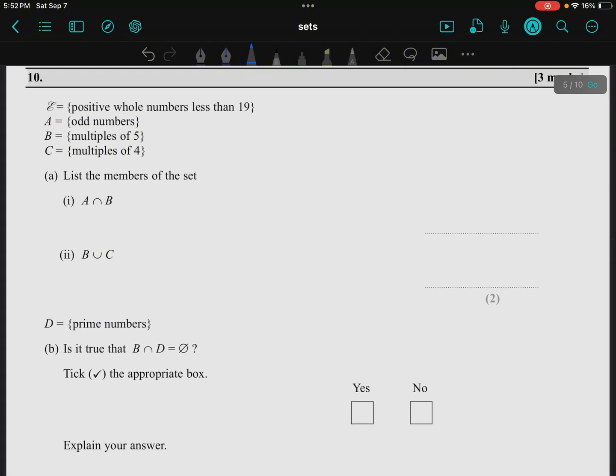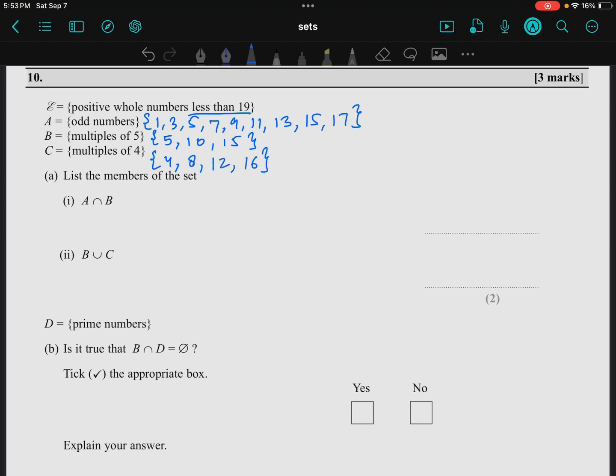Positive whole numbers. Universal set is positive whole numbers less than 19. Less than 19, it's important. Odd numbers are 1, 3, 5, 7, 9, 11, 13, 15, 17, till 17 because it is less than 19. Then multiples of 5: 5, 10, 15. Then multiples of 4: 4, 8, 12, 16.